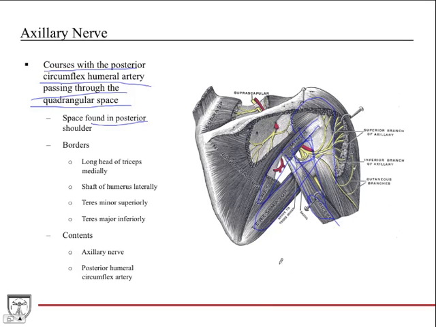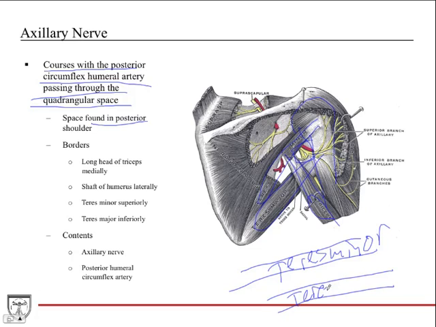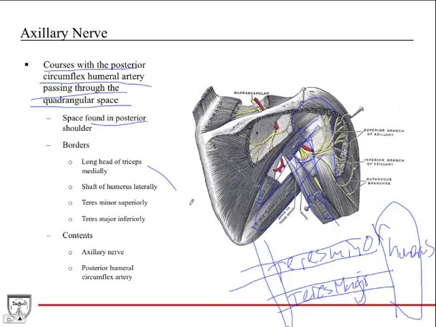So again, we'll go through this one more time. Teres minor superiorly, teres major inferiorly, then you have the humerus here, and then you have the long head of triceps medially here. So that's your border. And then in here you have the axillary nerve and the posterior circumflex humeral artery. Those are your contents there.